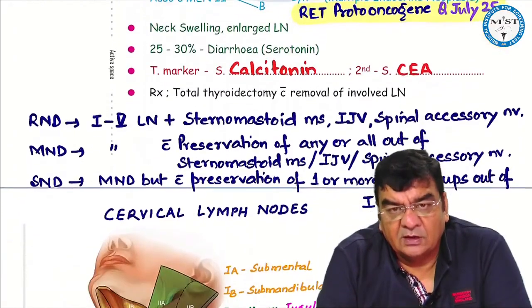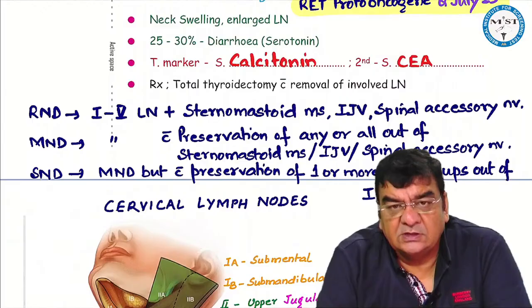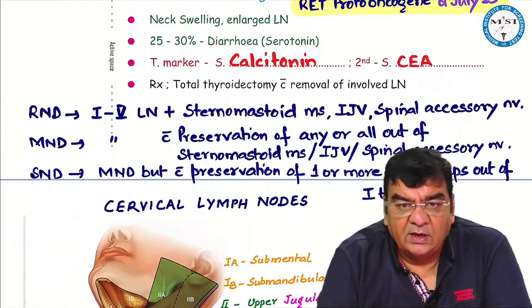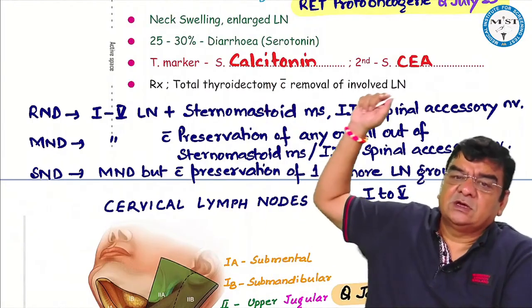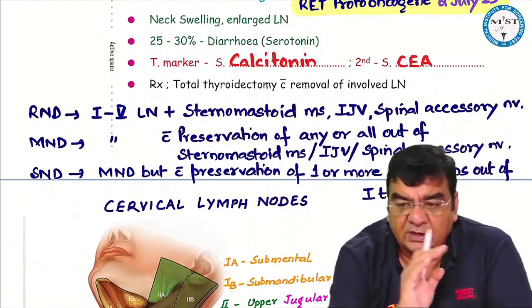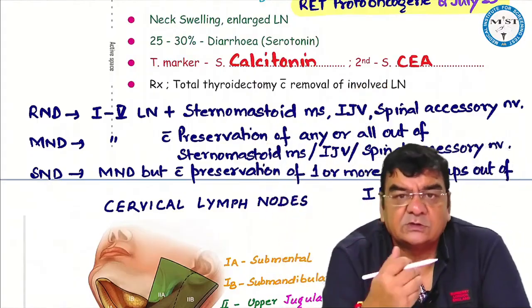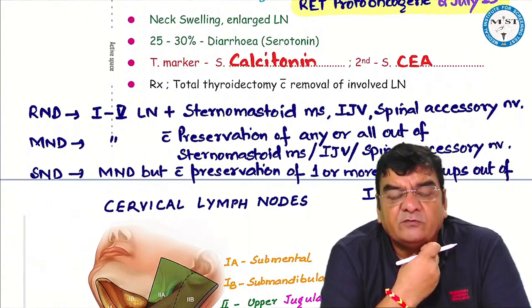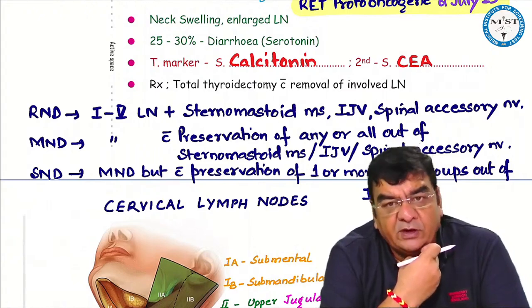The tumor marker for medullary thyroid cancer is serum calcitonin, and the second tumor marker is carcinoembryonic antigen. The treatment should be total thyroidectomy with removal of the involved lymph nodes. In thyroid cancers, the first lymph node to be involved will be pretracheal.